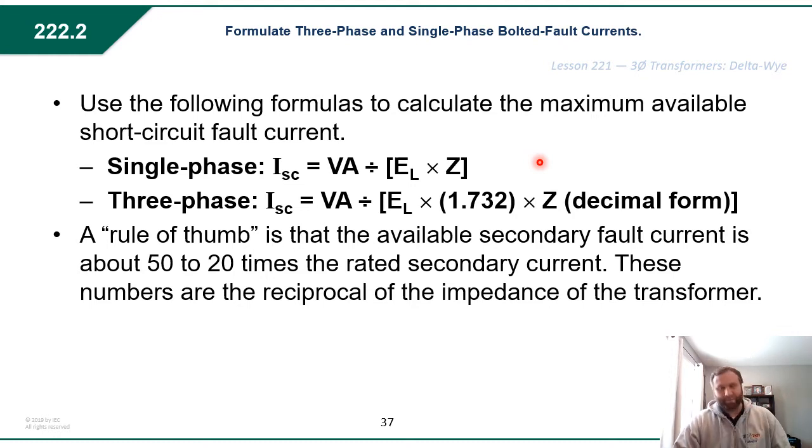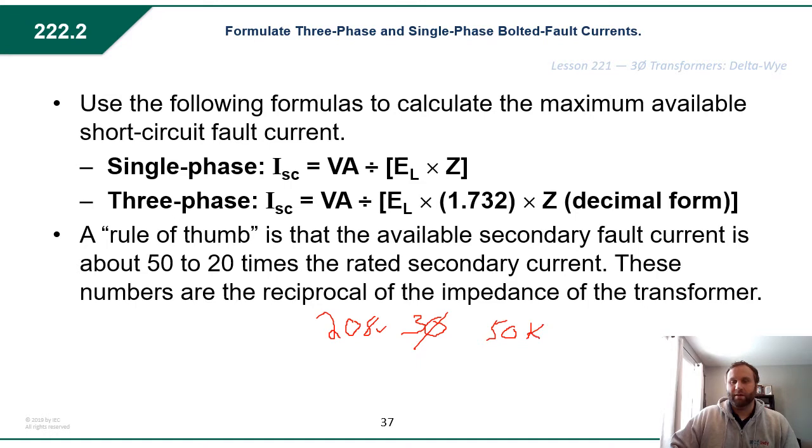So for example, and I'm going to draw this out here, let's say I have a three-phase transformer, 208 three-phase, and it's rated at 50,000 or 50 kVA. And the impedance rating on the transformer itself was 1.5%.